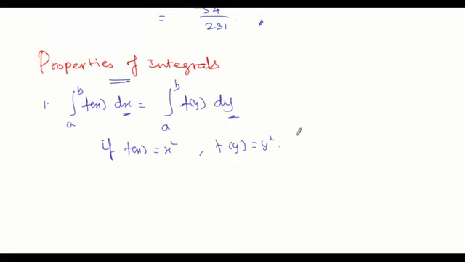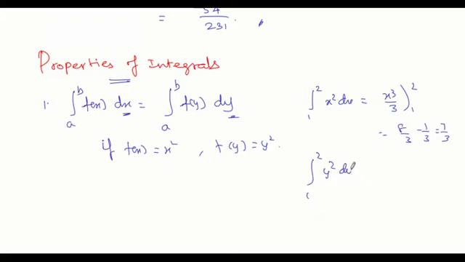Okay, children? For example, integral 1 to 2 x square dx. What will I get? x cube by 3, 1 to 2, it is 8 by 3 minus 1 by 3, it is 7 by 3. Now if I apply integral 1 to 2 y square dy, same function, only the variable is changing. Same way, y cube by 3, then 1 to 2, 2 cube by 3, 8 by 3 minus 1 by 3, it is 7 by 3. See children, I am getting the same answer.